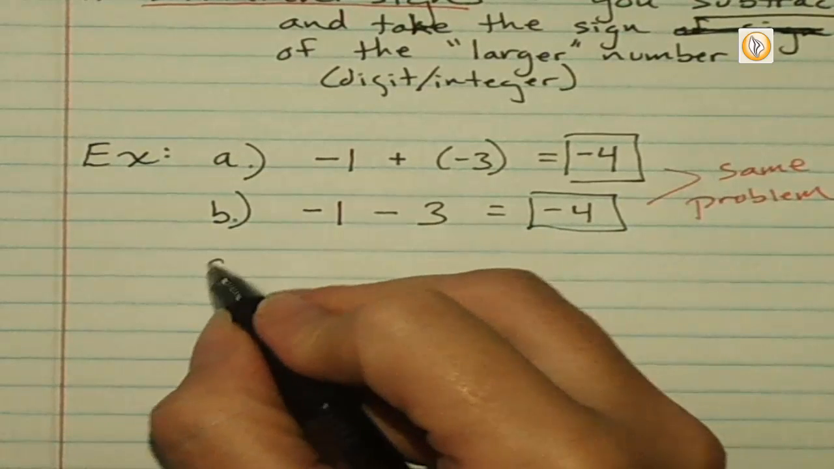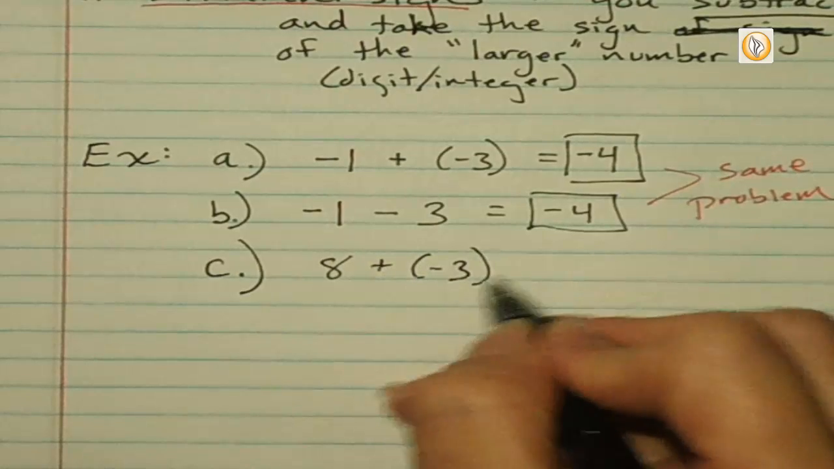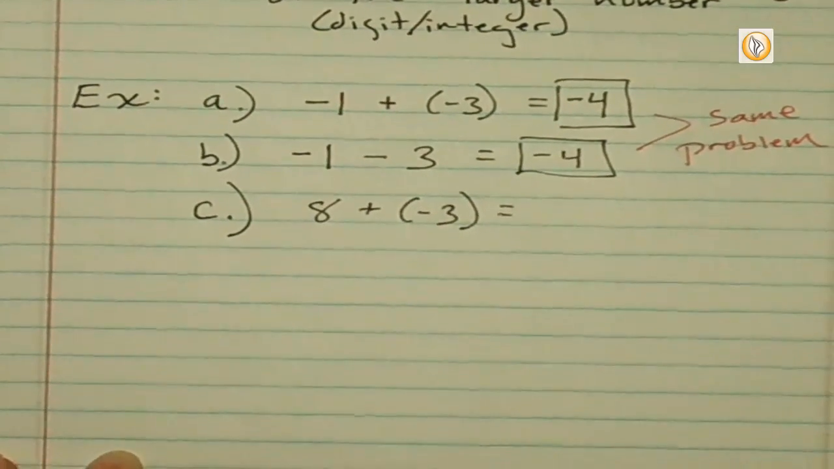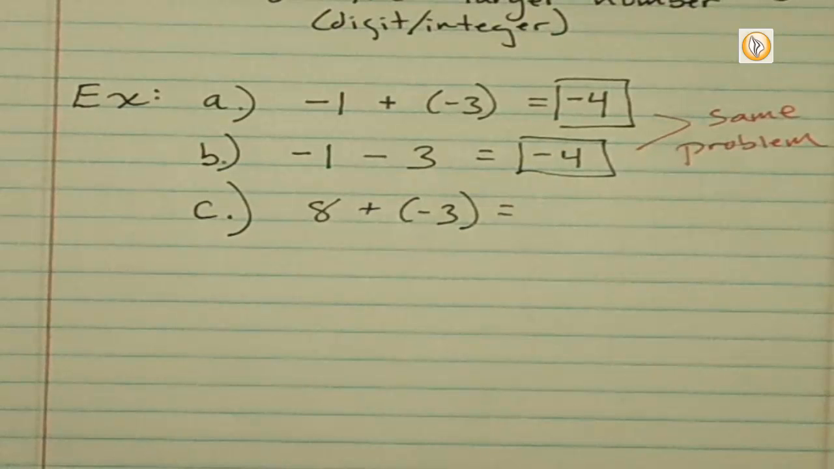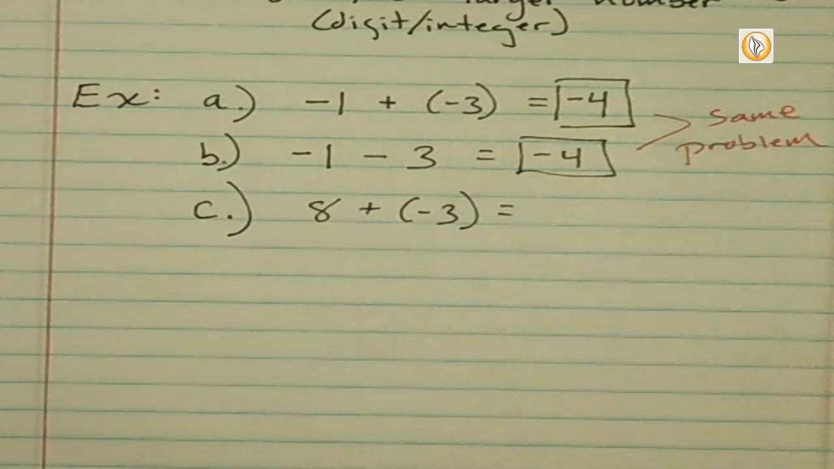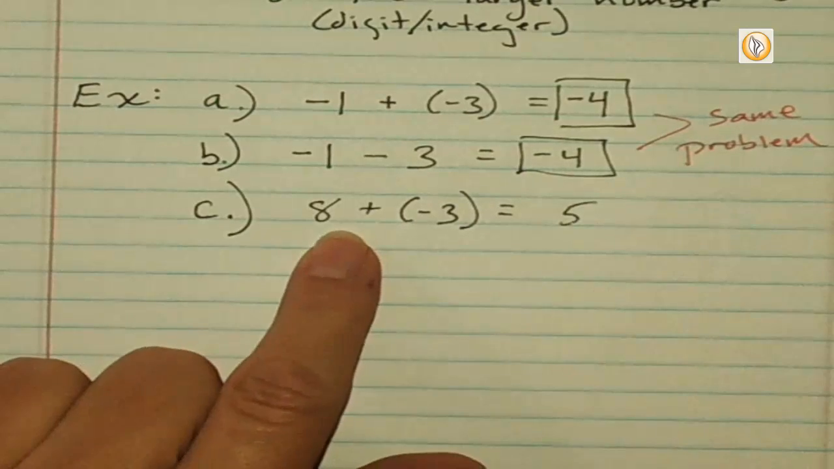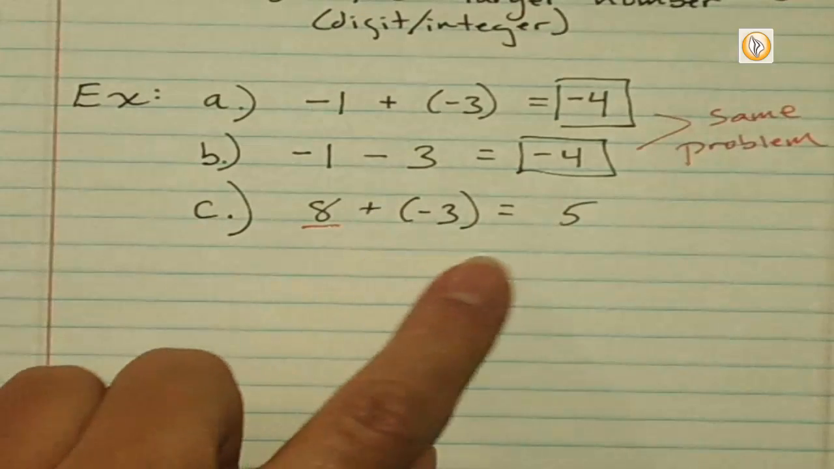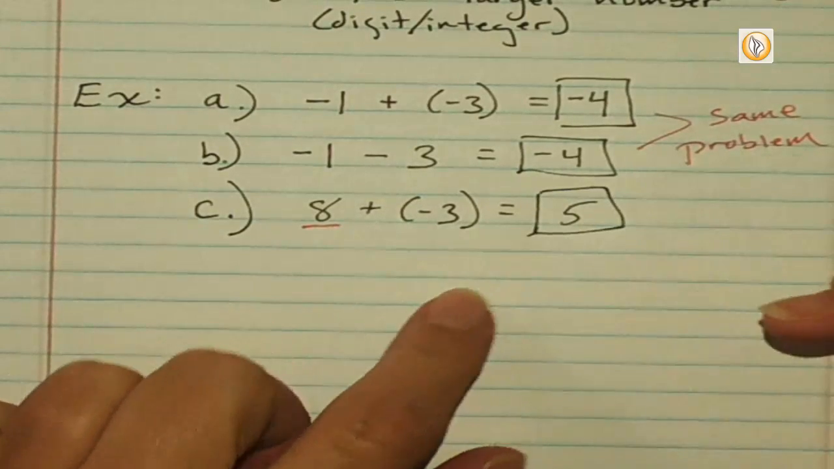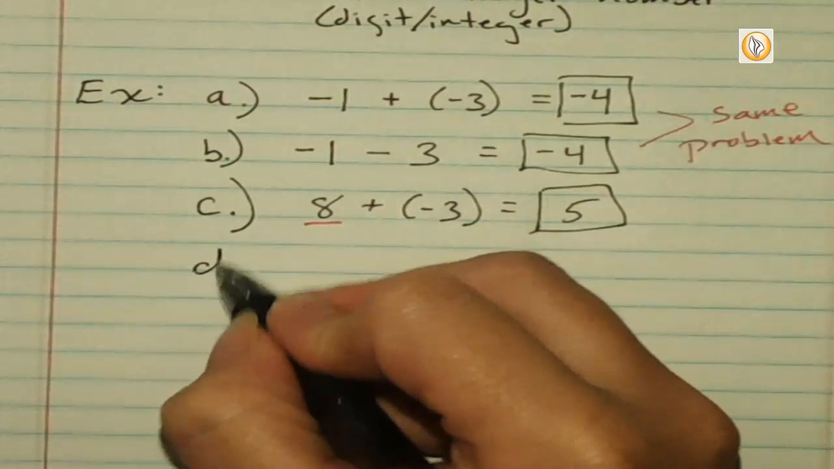All right, C. 8 plus -3. Sam, are the signs the same or different? The signs are different. So what do you do? You subtract and take the sign of the larger number. Very good. So 8 minus 3 is what, Sam? And 8 is your largest number. It's positive, so this is +5. Good job. So I told y'all today's stuff isn't bad.